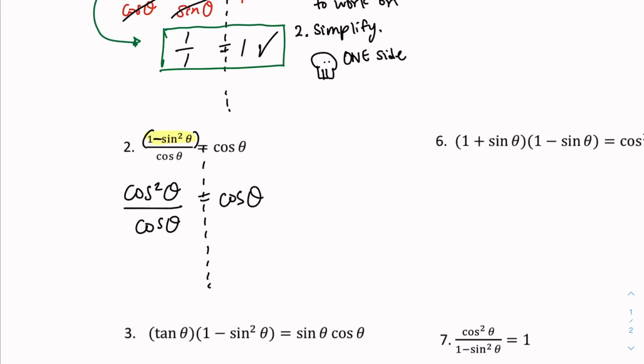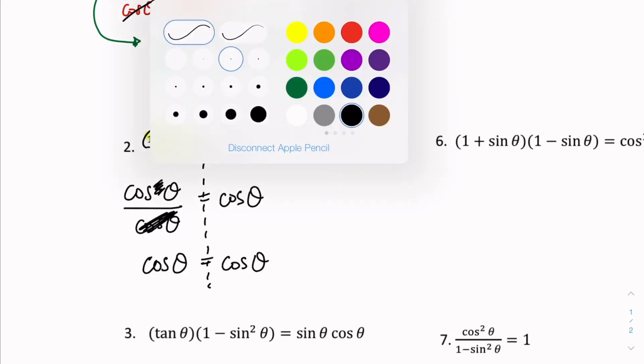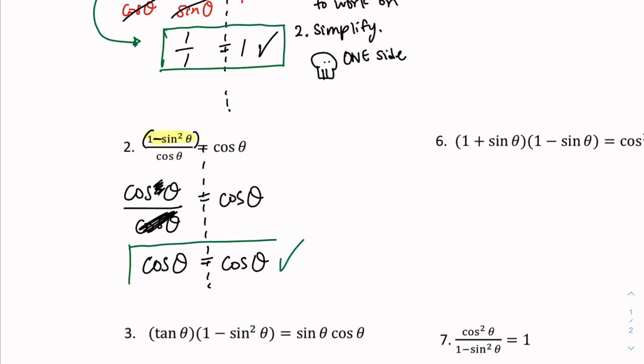Now, does the left side equal the right? Certainly does. We just have to cancel one cosine on the top and bottom. And that leaves me with cosine theta equals cosine theta. Since they match, I'm going to put a check mark to show that this identity is verified.